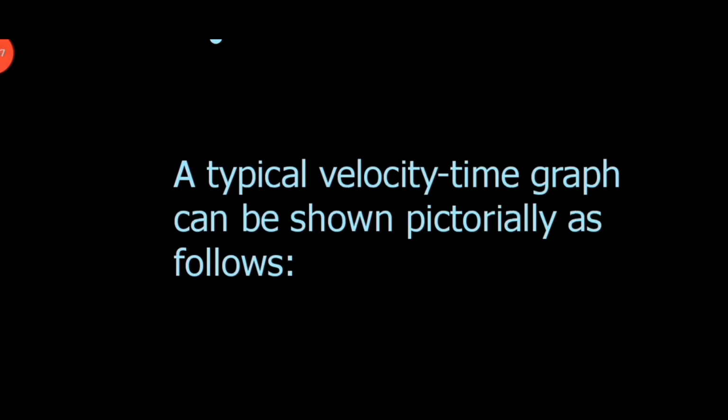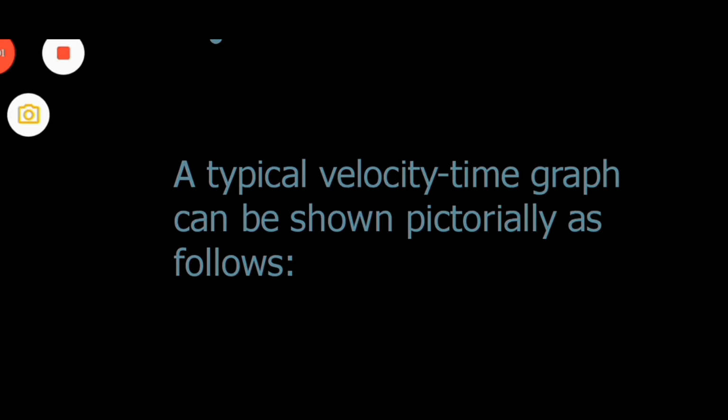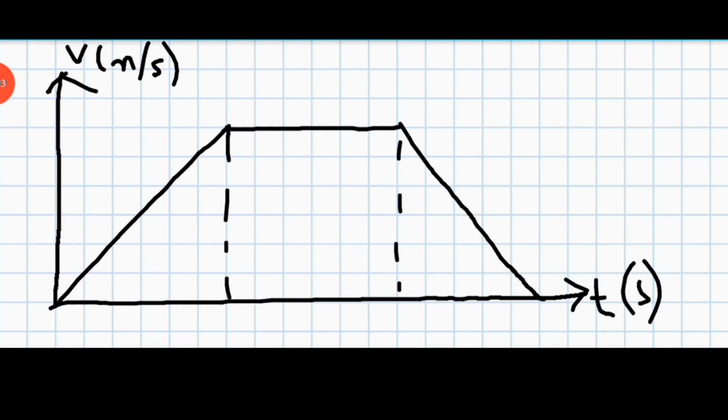Pictorially, we can represent a velocity time graph as shown below. As we pointed out earlier, the velocity time graph is a graph of velocity against time. From the graph shown, we can see that on the vertical axis we have v, that is velocity in meters per second, and time in seconds, the SI unit of time.